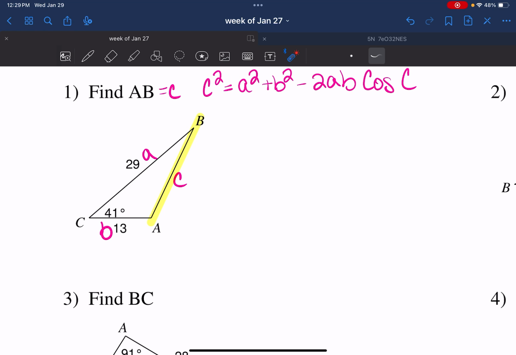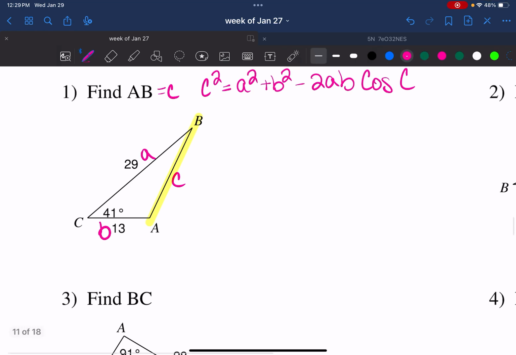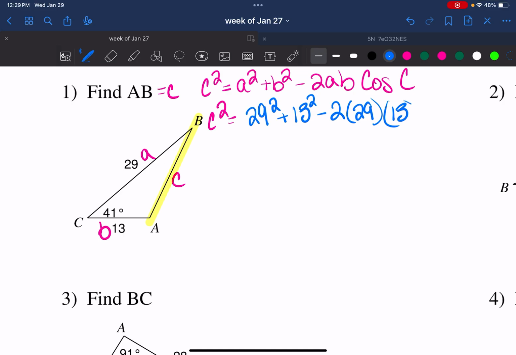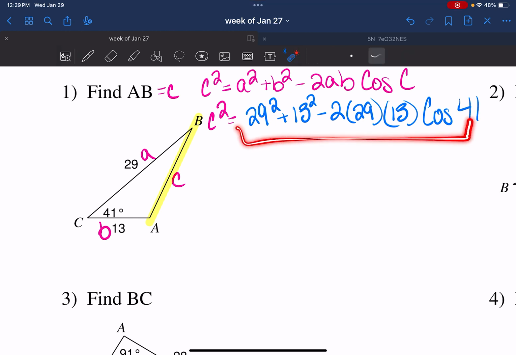So when we look here, we're going to just plug in our numbers. I'm looking for C, so I'm going to keep C in pink for right now. So we're going 29 squared plus 13 squared minus 2 times 29 times 13 times cosine, because we have the angle, of 41. Guys, we just got to type this in the Desmos calculator.